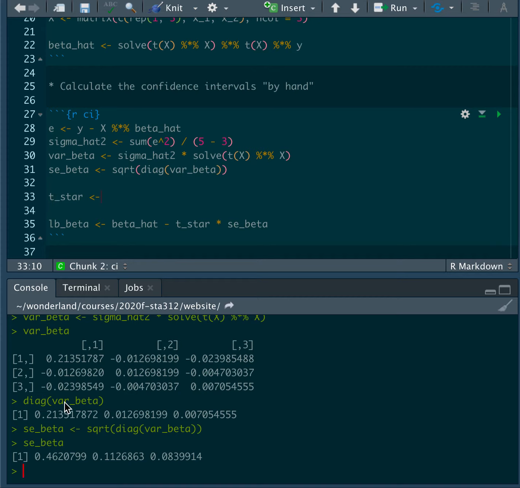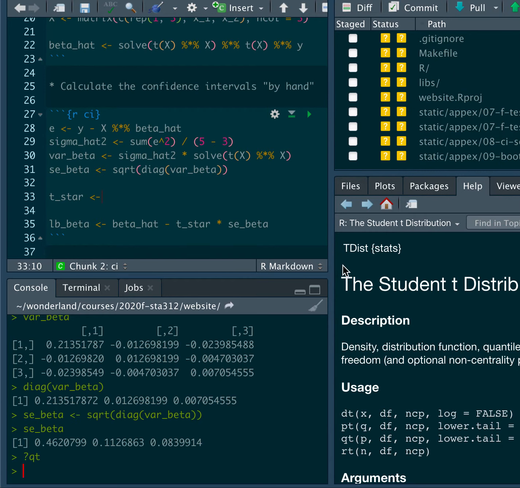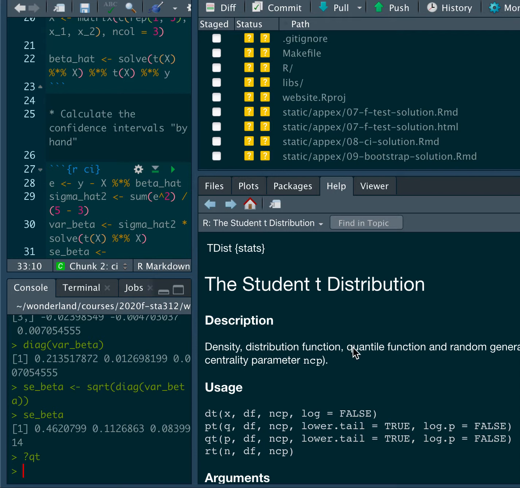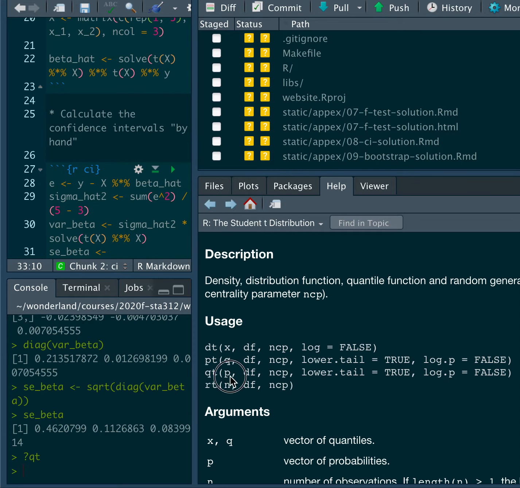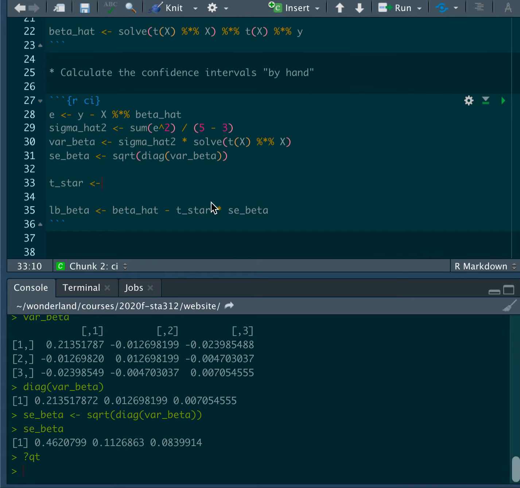Well, as I mentioned, there's this qt function. I'm just going to pull this over here so we can see what this does. This qt function is the quantile function for the student t distribution. If we look at how this works, we need to give it a value p, which is a probability of interest, and we need to give it a degree of freedom, which in this case is going to be n minus p plus 1. So let's use that qt function.